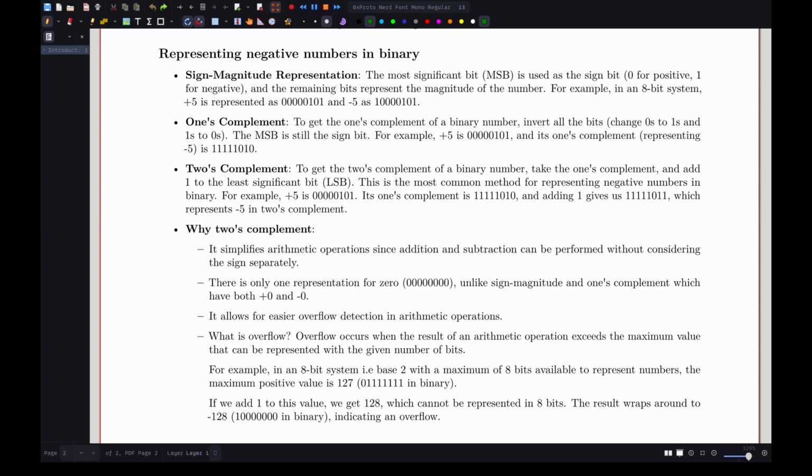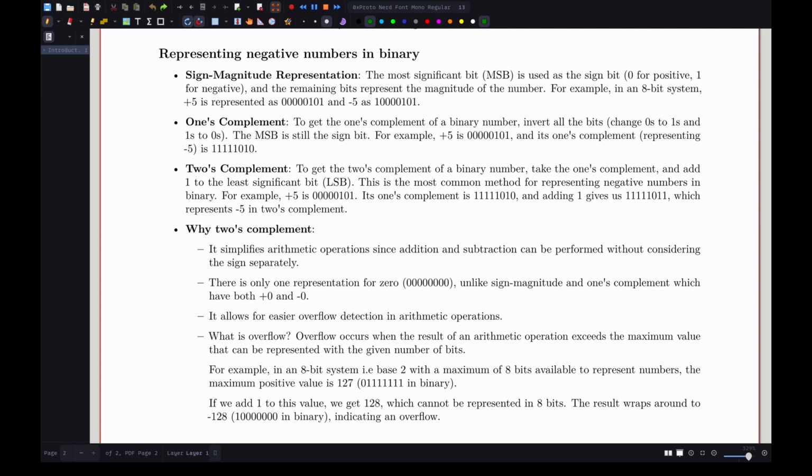And then 1's complement. You just take the normal positive representation and then flip all the bits. So you have plus 5, and then you turn all the zeros to 1s and 1s to zeros. That gives you the negative representation. One thing common between all three of these representations is the most significant bit tells you if a number is positive or negative.